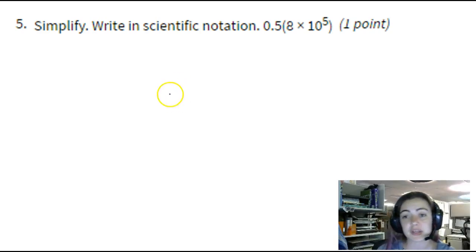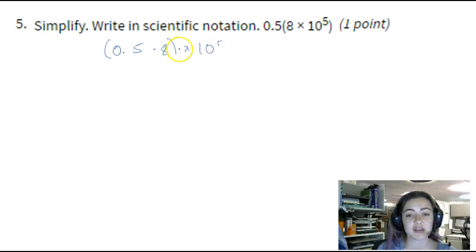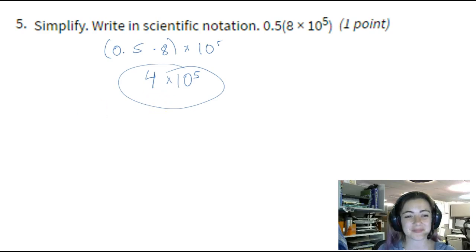property. So here instead we can think of this like 0.5 times 8 times 10 to the 5th. 0.5 times 8, so half of 8 is 4, times 10 to the 5th. So that's your final answer.